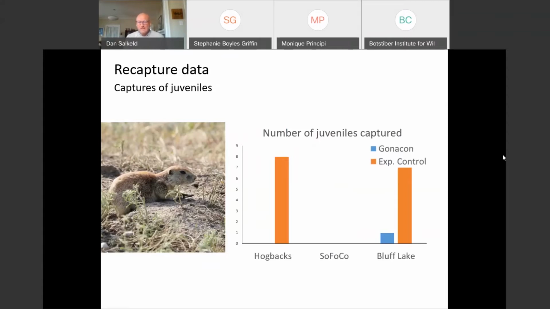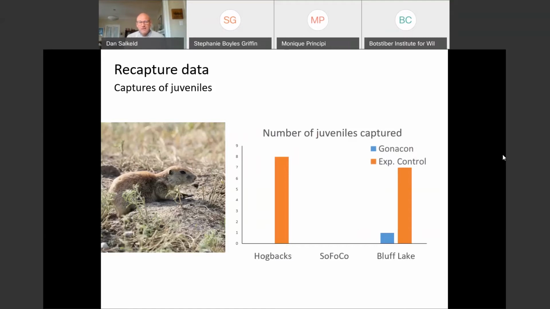So we actually did recapture data. We went out and retrapped animals in the summer following the application of gonocon. And we had some good news in that 2 of the sites, Hogbacks and Bluff Lake, you can see again that there are a lot more juveniles captured than in the gonocon treated sites. In fact, no juveniles found in Hogbacks at all where we had treated, and only 1 in the Bluff Lake site. So it looks like there's a difference.